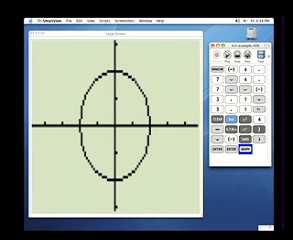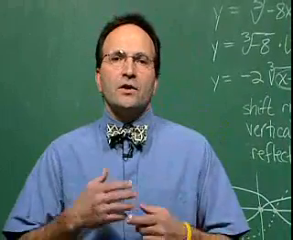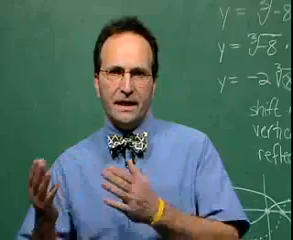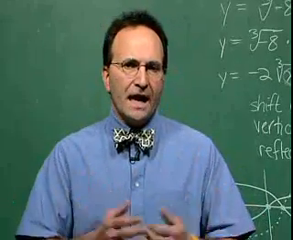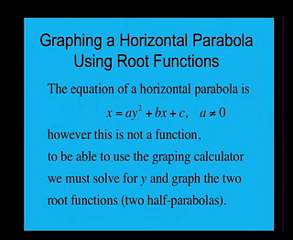Well, now what I'd like to do is look at graphing a horizontal parabola. And a horizontal parabola, of course, means that it's going to be opening either to the right or to the left, depending on the actual equation that we're going to be looking at. So let's look at how to do it first. Graphing a horizontal parabola using root functions. The equation of a horizontal parabola is x is equal to ay squared plus by plus c, where a doesn't equal 0. However, this is not a function. And to be able to use the graphing calculator, we must solve for y and then graph the two root functions. As we did with the circle, it's going to be two half parabolas combined together to give us a parabola. Let's work out an example of this.